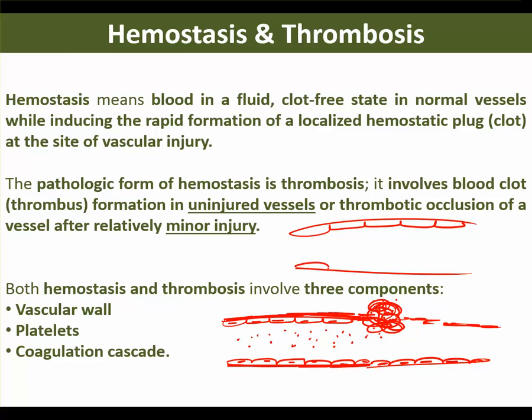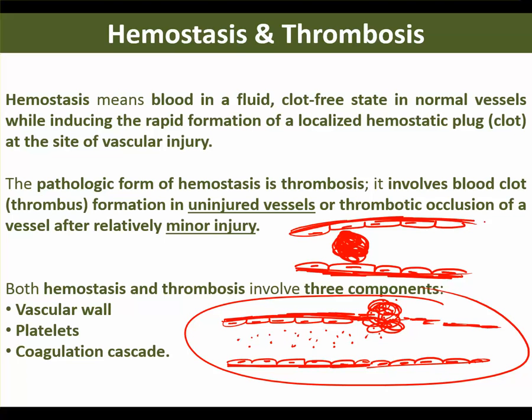So now this is the normal blood vessel, and the endothelial cell sits on the basement membrane. Now there is no injury. The blood vessel is normal. If it clots, is that normal or abnormal? Abnormal. So this is thrombosis. Understand? So this is hemostasis, and this is thrombosis. In pathology, the blood clot is called the hemostatic plug.